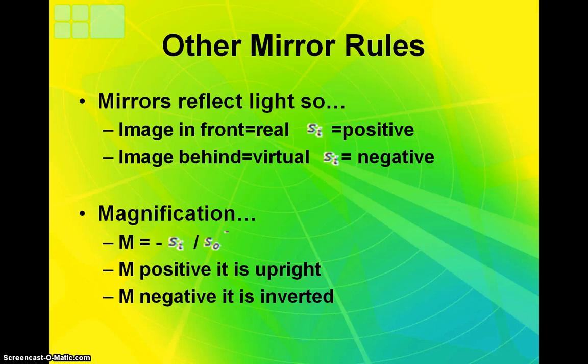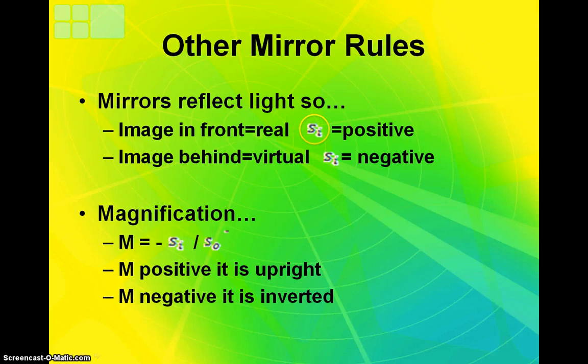Now we can actually learn some rules, and this is going to be the same for lenses too, as you'll see. So it'll seem like a lot, but you can just memorize a few conventions and apply it to everything. Some of the rules for thinking about mirrors is that mirrors are always going to reflect light. That's what they do. So an image that appears in front of the mirror, or on the same side as the object, is considered real.